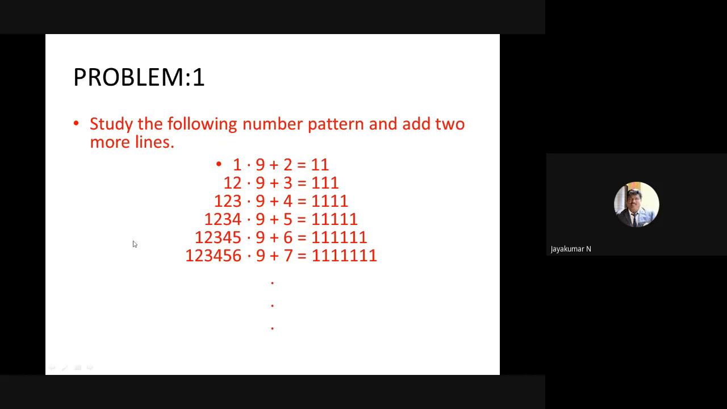Okay, first you have to observe the sequence. So always we have a common multiplication with 9. Then the first number starts with 1, the second number is 12, the third number is 123. That is the first natural number, then the first two natural numbers, then the first three natural numbers, then the first four natural numbers, and so on. Similarly, here the addition of some numbers starts with 2, then increases by 1. So 2, 3, 4, 5, 6, 7. So in the first case I have 2 ones, the next case I have 3 ones, the next case I have 4 ones, and so on. Finally we have 7 ones. Next two rows are 8 ones and 9 ones.